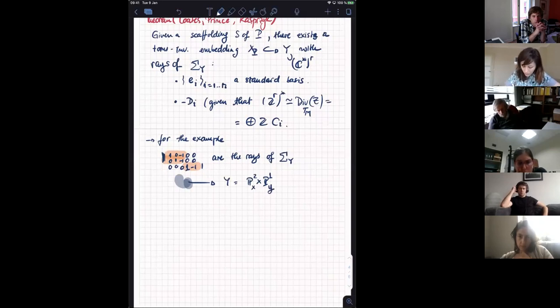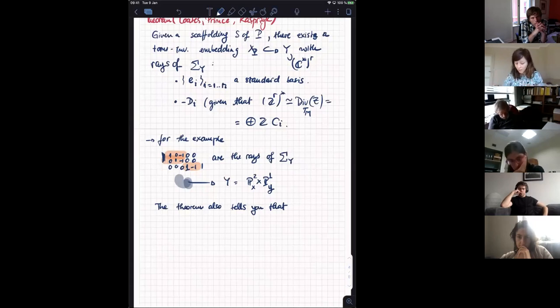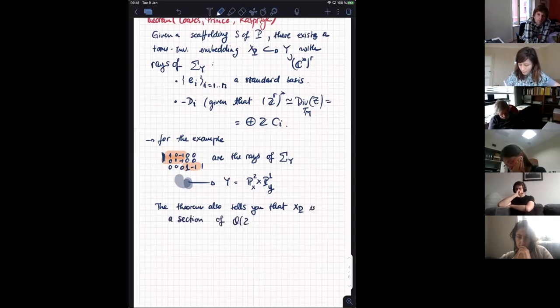The theorem also tells you the following. XP is going to be a hypersurface in this threefold, right? I started with a surface. It tells you that XP is a section of O(1) in Y. Okay? And the question is now, who have I built?